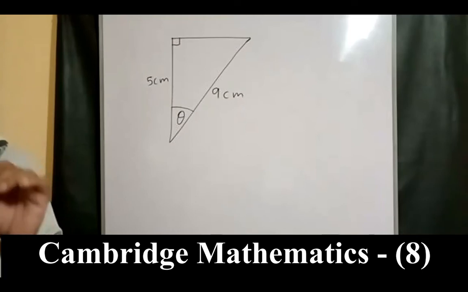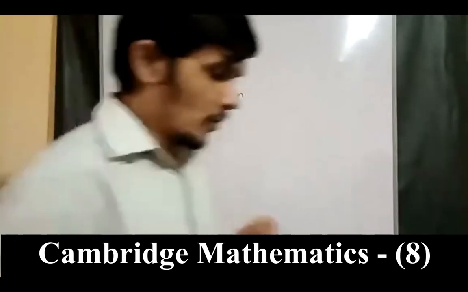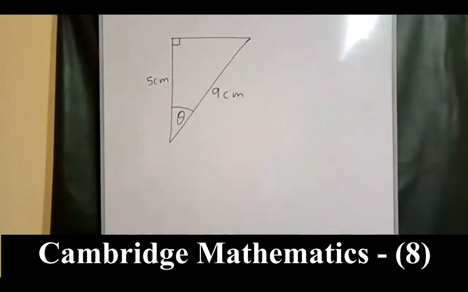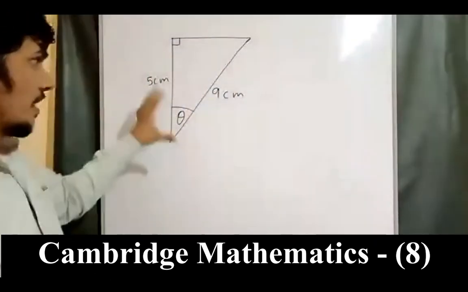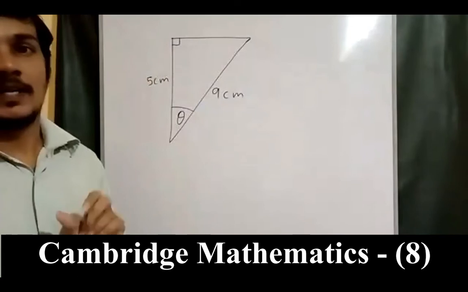Now you have to think and imagine what will be the trigonometric ratio that you can apply here. What will be the most suitable trigonometric ratio, whether it is sine, cosine or tan? What do you think? Sine or cosine or tan?